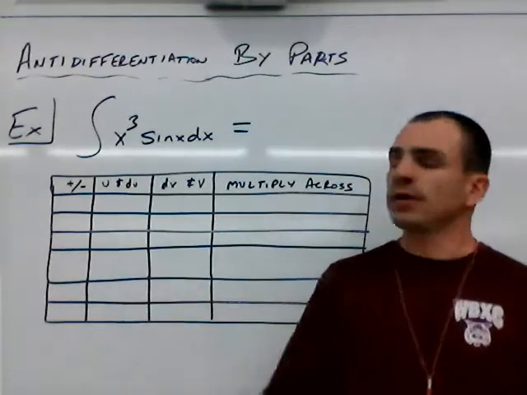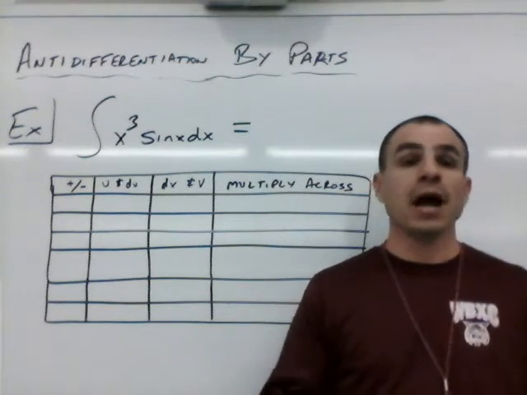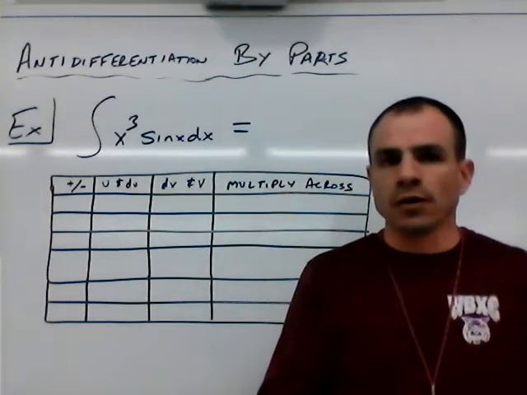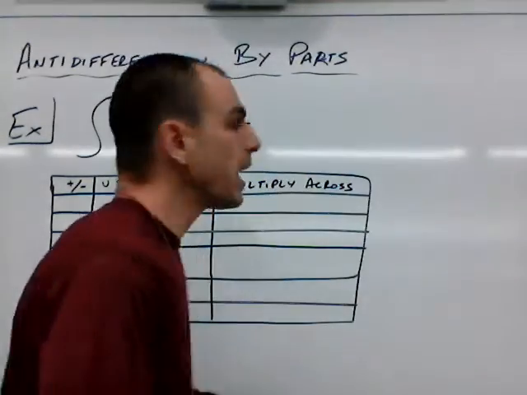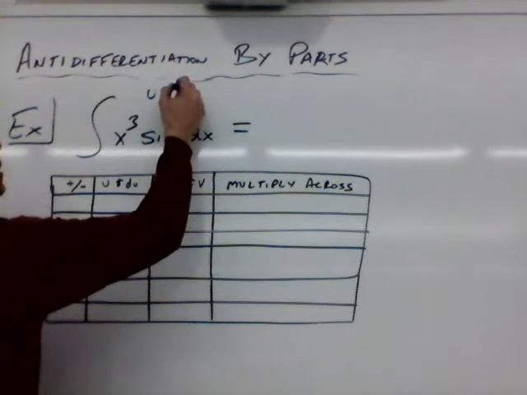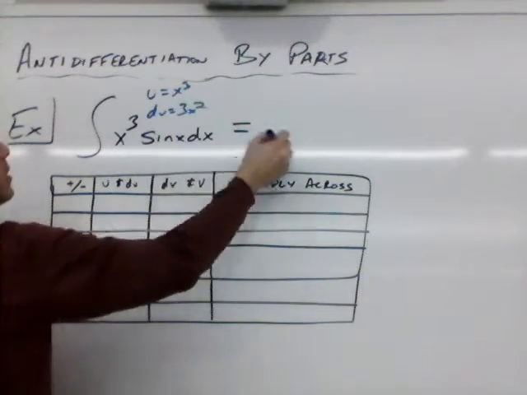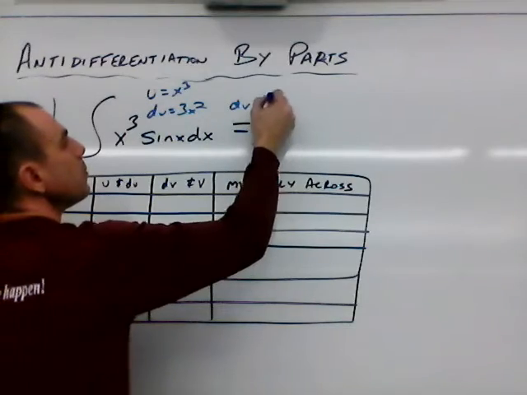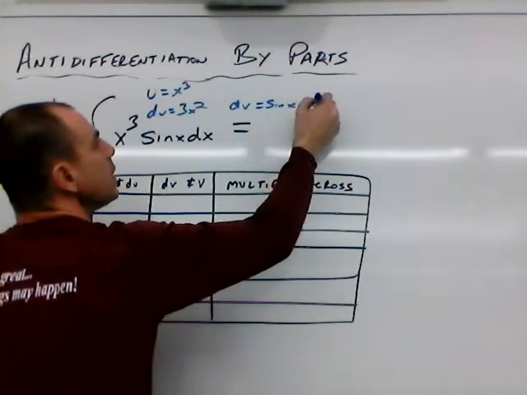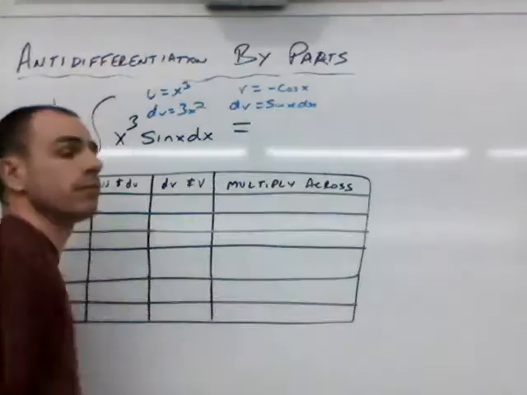Take a look at this expression here. We're at the antiderivative of x cubed times sine x dx. Okay. Now, we know where we're going with this already. So if we have u and v, we can see that our u is going to be the x cubed, and therefore du is 3x squared, and dv is going to be sine x dx, and v is going to be the opposite of the cosine of x.